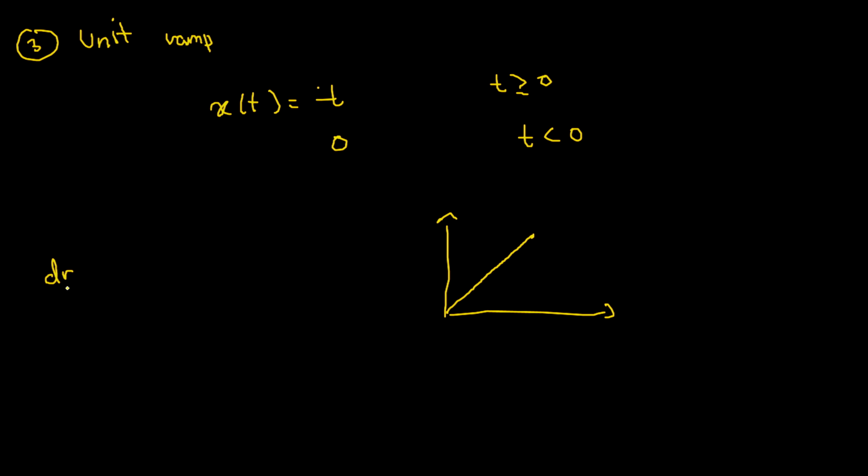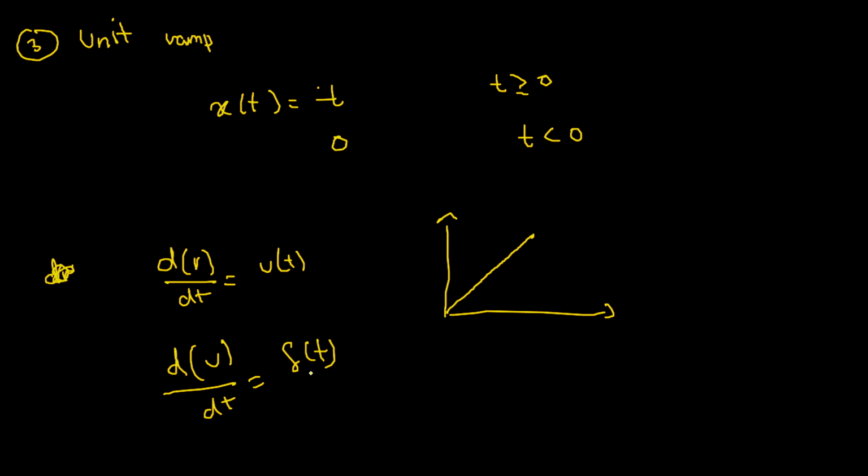Another important formula is the differentiation of the unit ramp signal. Let's denote it by r. dr by dt gives us the unit step function, and differentiation of the unit step function gives us the unit impulse function. So I hope that was clear. Those are the three important functions that we need to know.